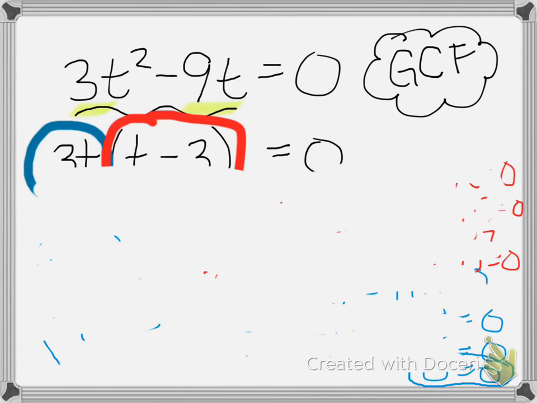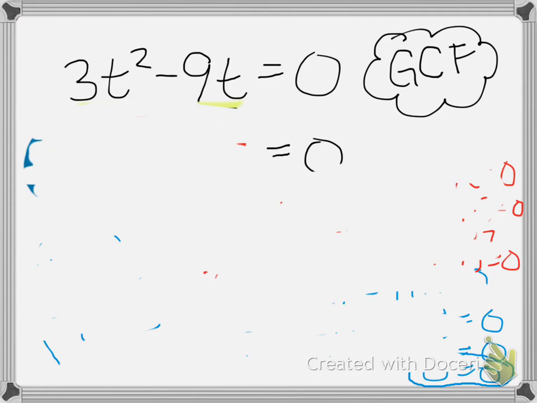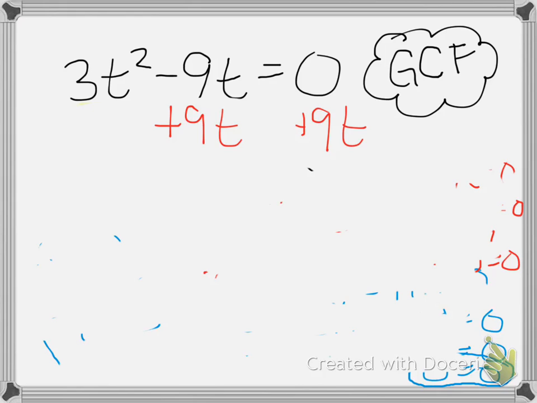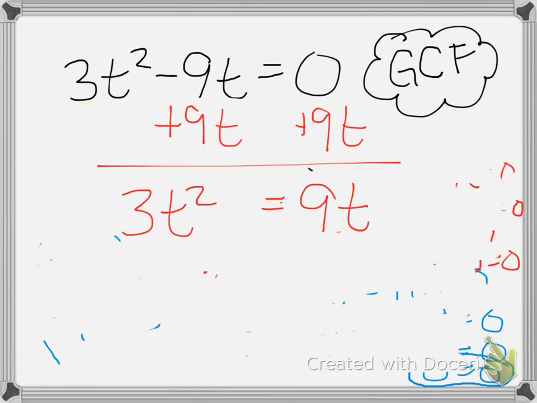Let me go back to here. The reason why we couldn't solve the equation like this is just a normal equation, and some of you might have been going, well, why didn't you just add 9t to both sides? I could do that, and I get 3t squared equals 9t. Okay, so then I'm stuck.